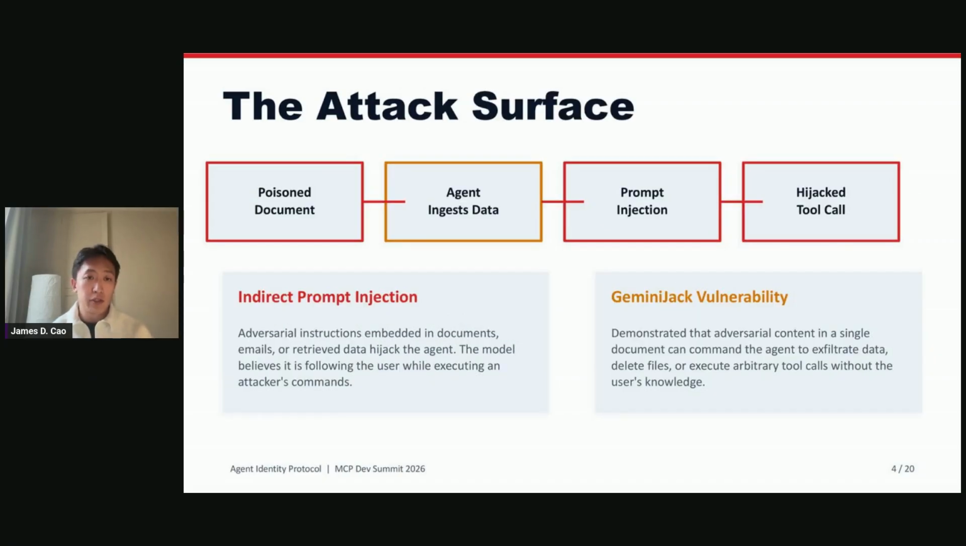The attack surface that we see is, you have an agent, it goes out and does something, it gets a poison document, it ingests the data, and then indirect prompt injection happens, and a tool is hijacked to do something malicious. We have Gemini Jack, which is an example of exfiltration of data, and it's something that I'm actually working on with some researchers in Singapore. They created a paper, if anybody's interested, about bypassing indirect prompt injection, breaking out of the attack surface, and then how they retrieve the actual data.